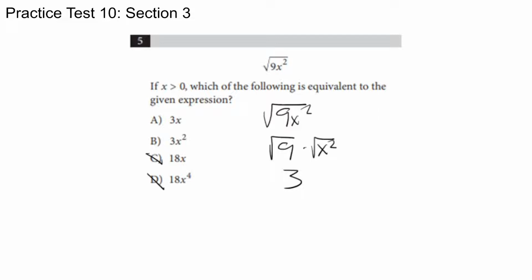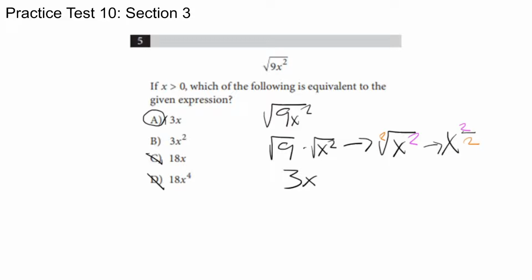And then if I wanted to rewrite the square root of x squared, the power is going to be my numerator, and my root is going to be my denominator. So in this case, that would look like x to the 2 divided by 2. 2 divided by 2 is 1, so that would leave me with just x. So my answer would be answer choice A.